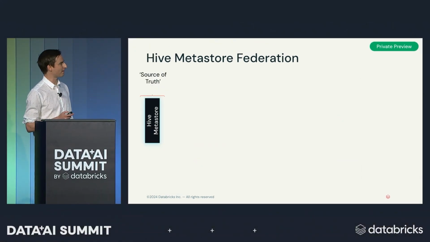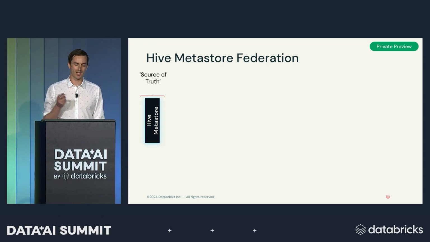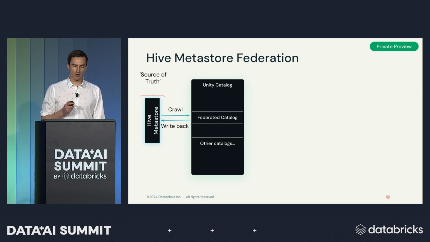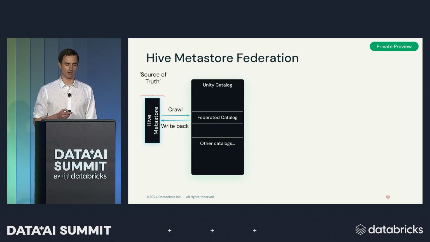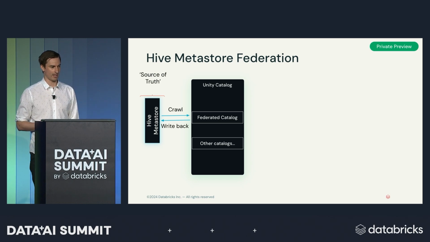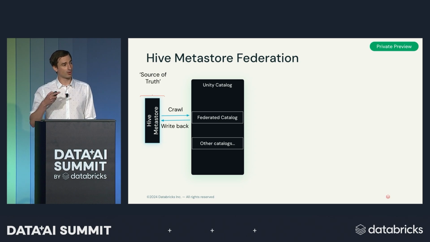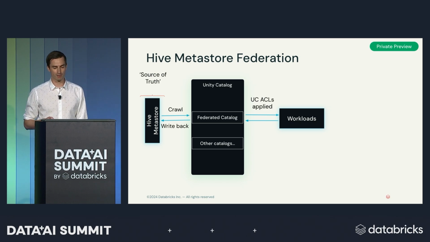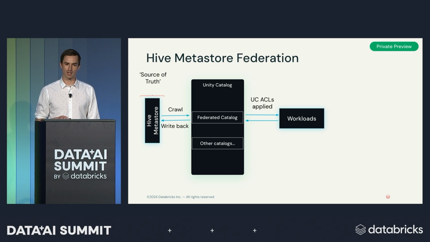So here's your trusty Hive Metastore that maybe you've been using for the last 10 years or something. It's got a bunch of tables in it. What you can do is just register that as a federated catalog, federated Hive Metastore in Unity. And it creates what we call this federated catalog you see in this middle layer here. And what this means is that Unity Catalog will automatically crawl all of the assets that are in your Hive Metastore and populate that into Unity. And then simply, you can apply all of the Unity ACLs and access controls and a range of other benefits. And if you point your workloads at this federated catalog, then they'll all be respected.